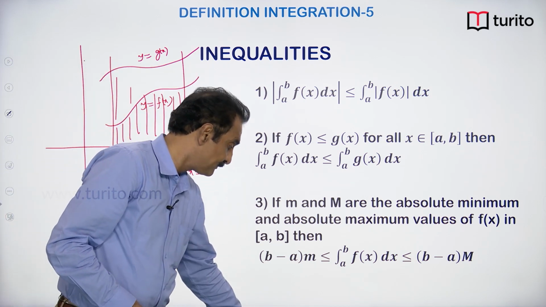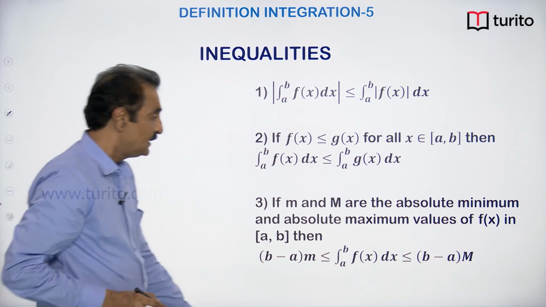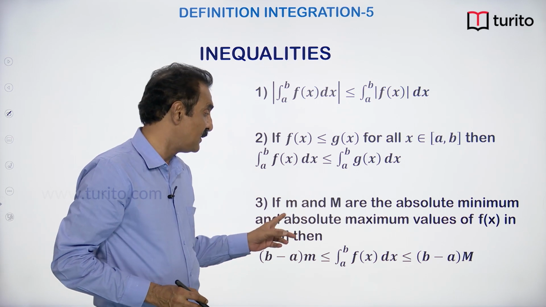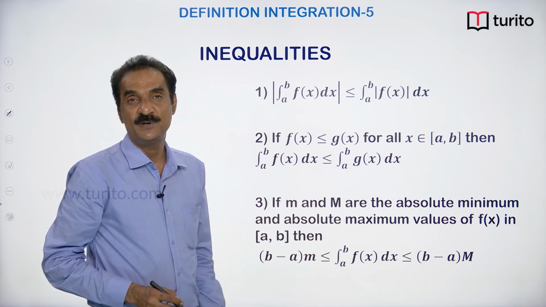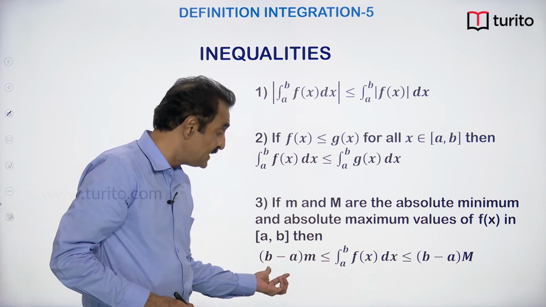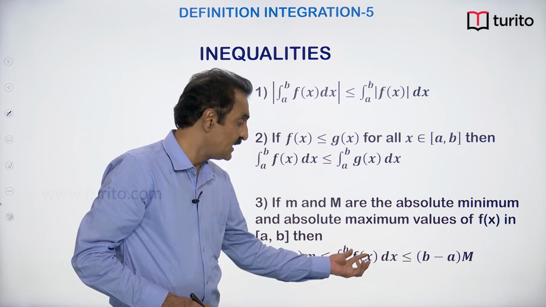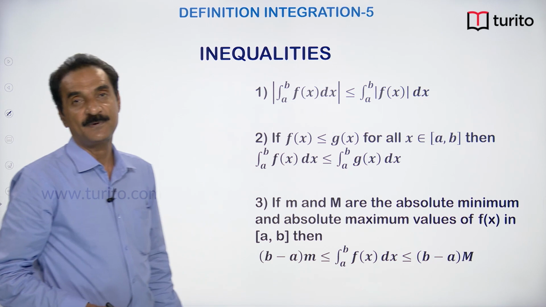Next point, if small m and capital M are the absolute minimum and absolute maximum values of f of x in the interval a to b, then b minus a into small m is less than or equal to integral a to b f of x dx less than or equal to b minus a into capital M.